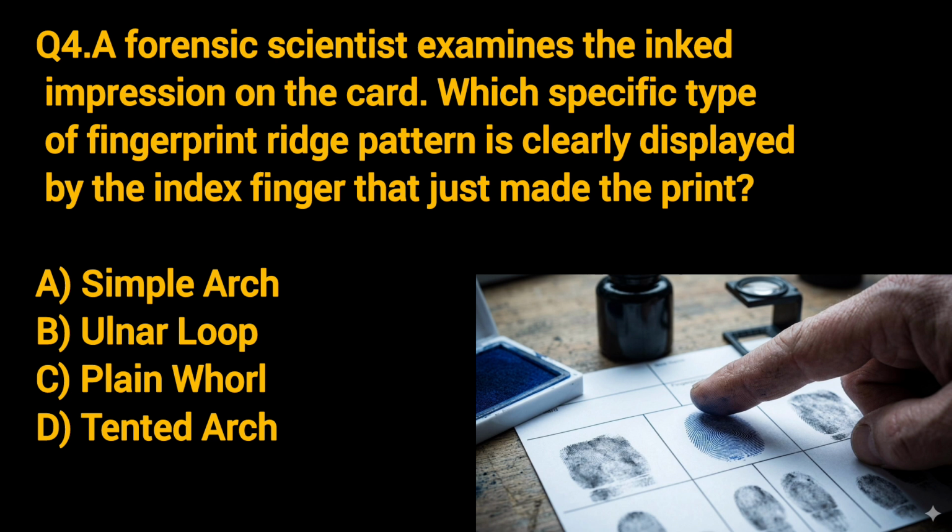A forensic scientist examines the inked impression on the card. Which specific type of fingerprint ridge pattern is clearly displayed by the index finger that just made the print? A. Simple arch. B. Ulnar loop. C. Plain whorl. D. Tented arch.